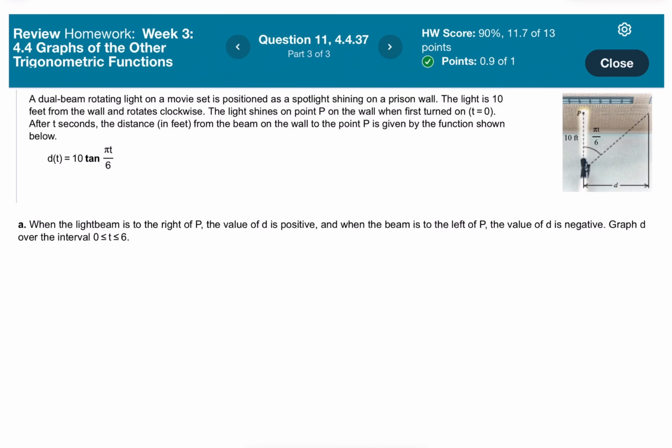the function shown below. The main thing that we're trying to do here, it says when the light beam is to the right of P, the value is positive. When the light beam is to the left of P, the value of D is negative. We're asked to graph D over the closed interval as t goes from 0 to 6, okay?